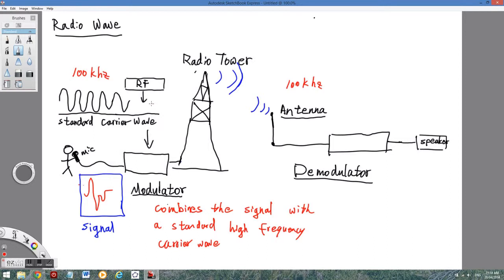That's what's happening in your car when you drive and listen to your radio. You see those AM and FM channels. AM stands for amplitude modulation. FM stands for frequency modulation.